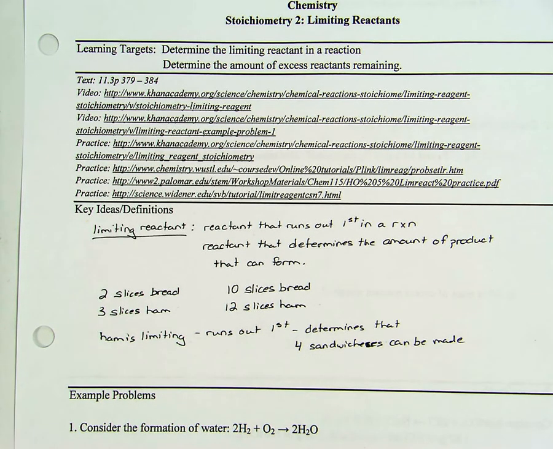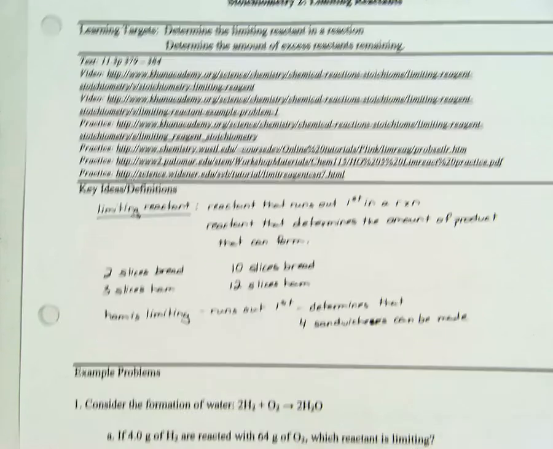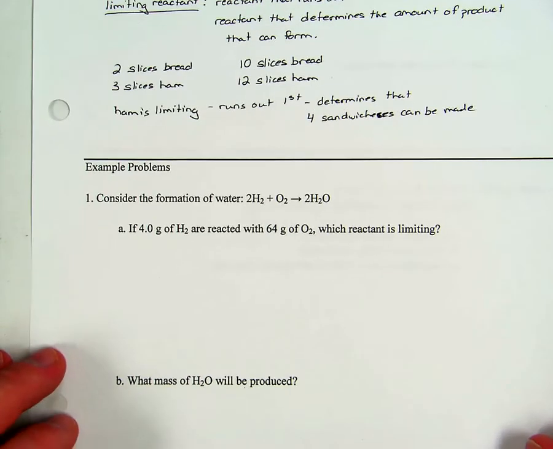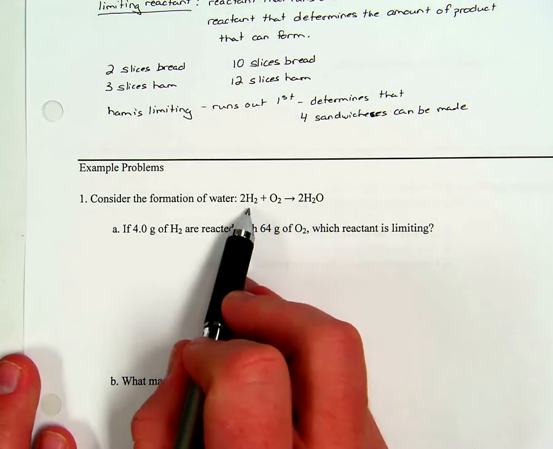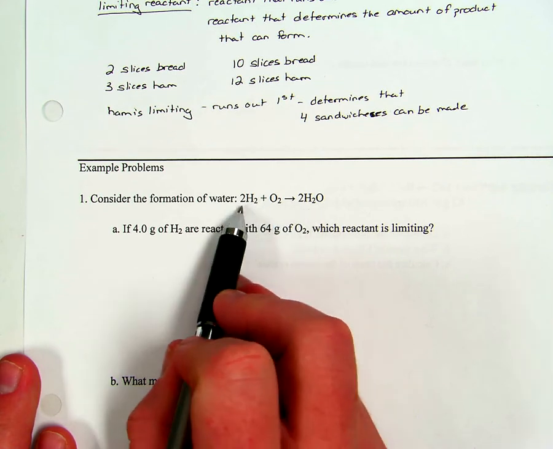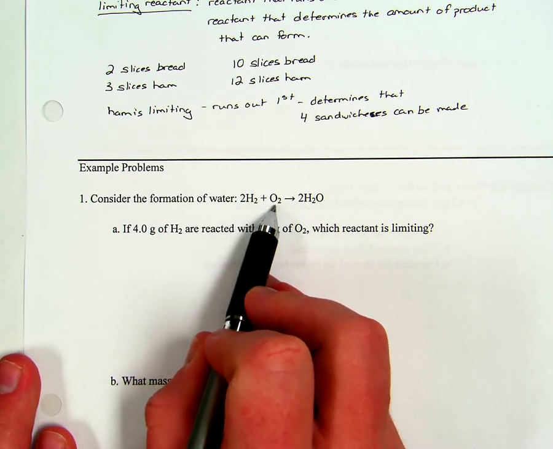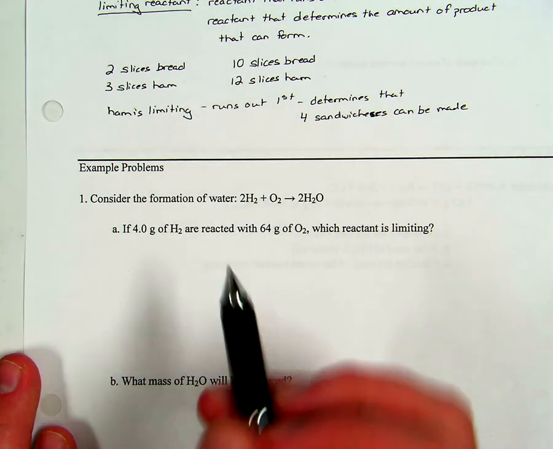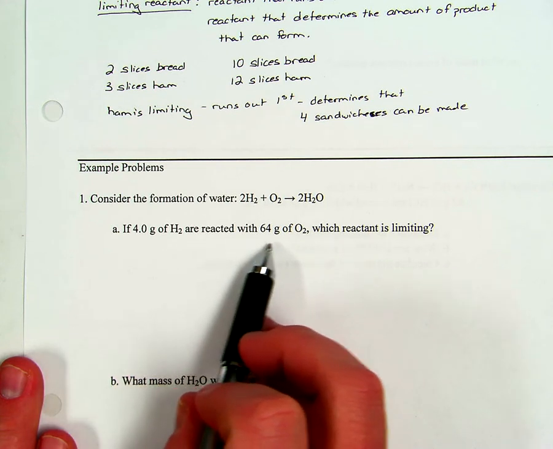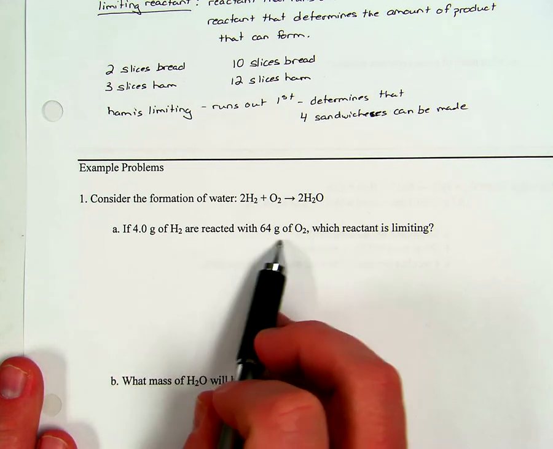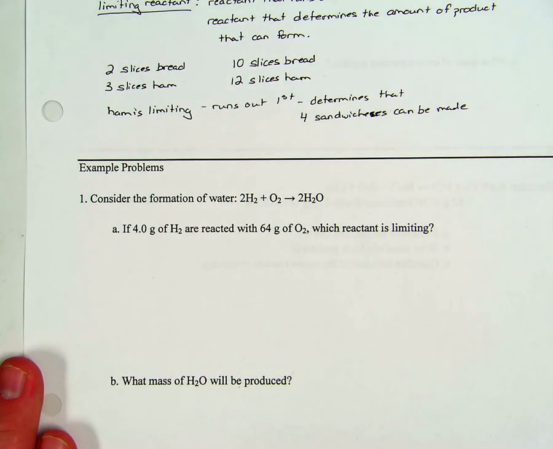Let's see how that applies to an actual problem. So here's our situation. We are told, consider the formation of water, and we're given the balanced equation. We can see 2 moles of hydrogen react with 1 mole of oxygen. You have 2 moles of water. Question: if 4.0 grams of H2 are reacted with 64 grams of O2, which reactant is limiting? So we need to figure out which one's going to run out first.